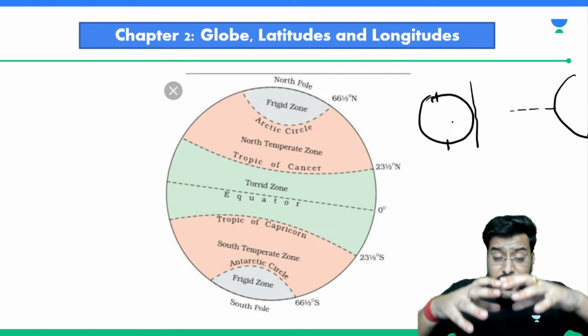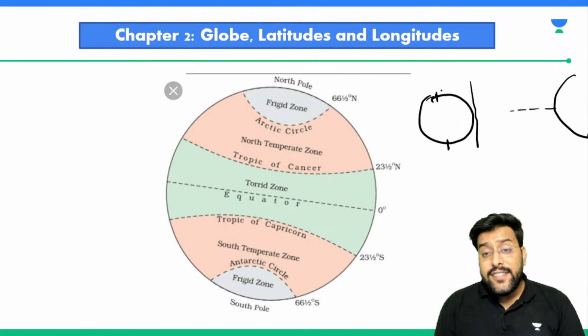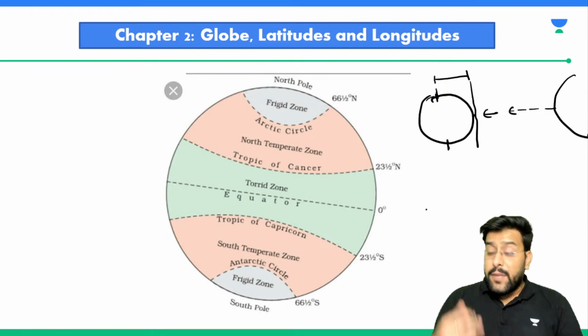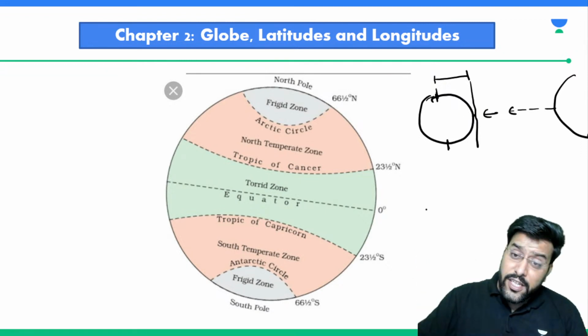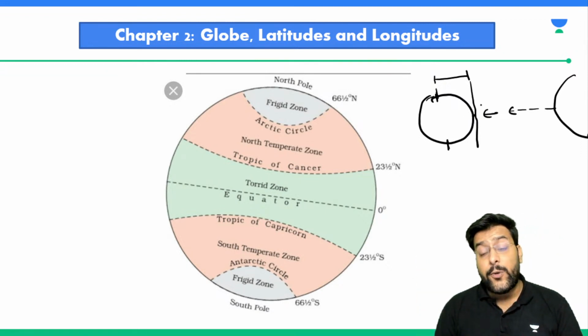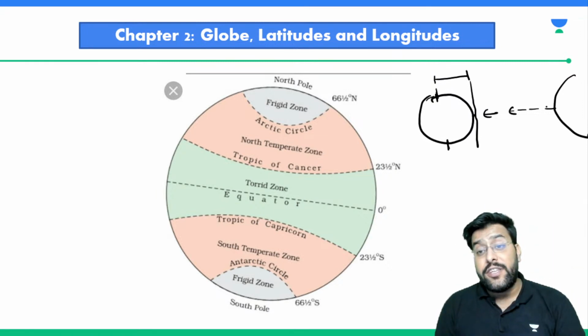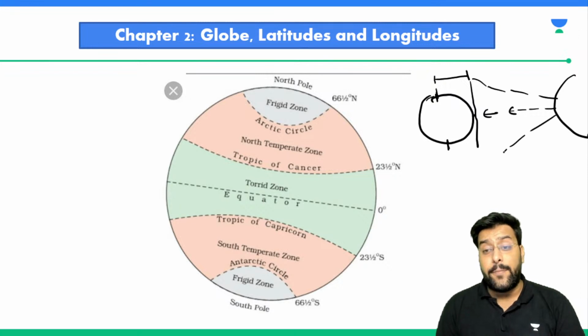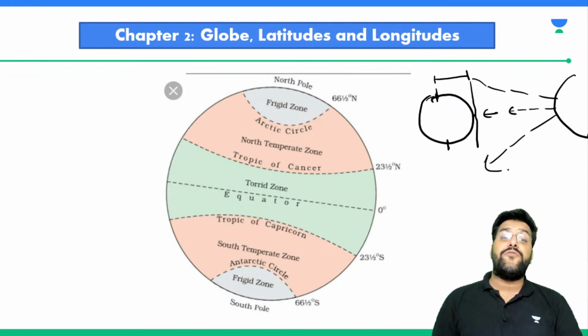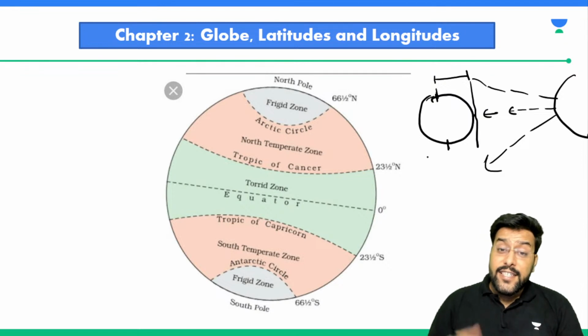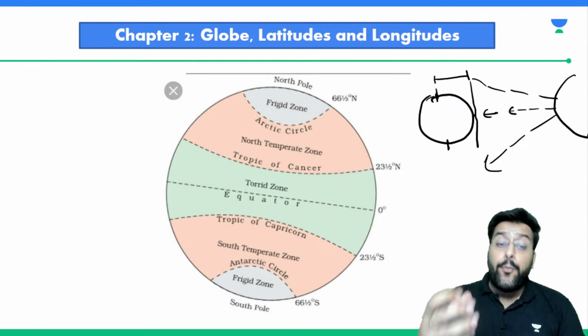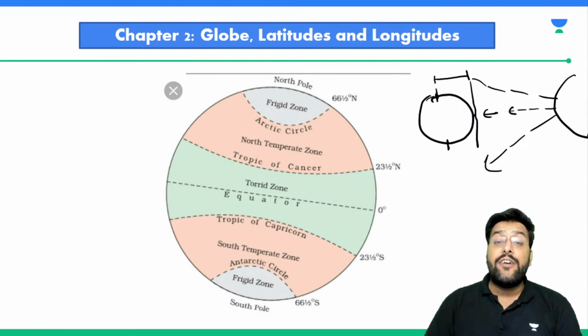So because of the spherical shape of the earth, there is distance between pole and the equator. Equator is somewhere here, pole is somewhere here. So this difference in the distance means that the rays coming from the sun or the heat coming from the sun will reach at the equator earlier. After that, it will take some more time to reach to the poles, or it will not be able to reach to the poles completely. So in a simpler language, we can say that equator is receiving more heat, whereas the poles are receiving very less heat from the sun.